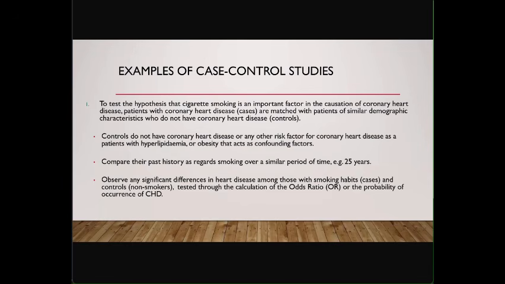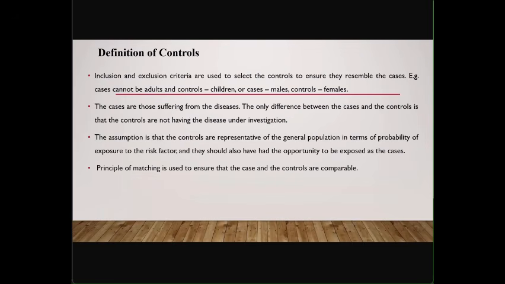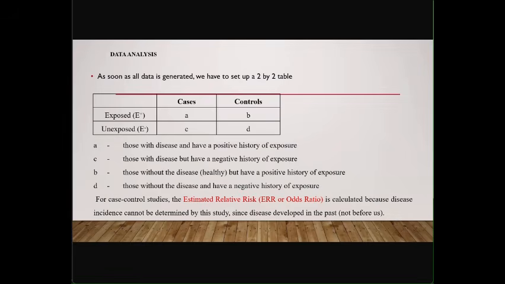So we observe any significant difference in maybe lung disease, cancer, among those cases who are smoking and among those who are not smokers. Then we test the odds ratio or the probability of occurrence of that disease, in this case, lung cancer. And how do we do that? We construct a 2x2 table.